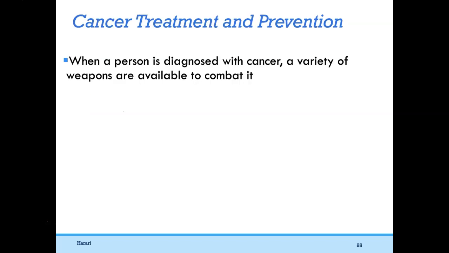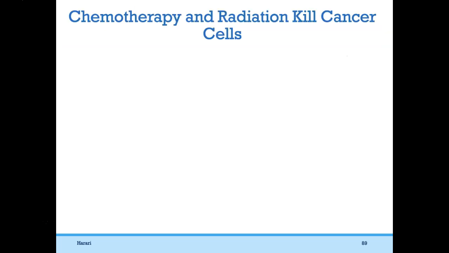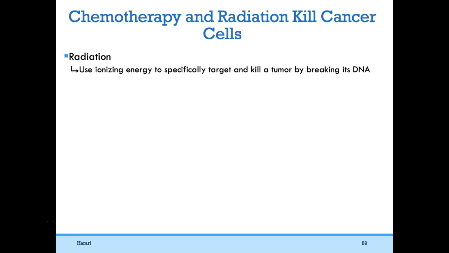So when a person is diagnosed with cancer, a variety of weapons are available to combat it. We're familiar with chemotherapy and radiation. Those both kill cancer cells. Radiation uses ionizing energy to specifically target and kill a tumor by breaking its DNA. So remember that radiation can damage our DNA, but we can use that to our advantage in a way. We can make very high levels of radiation and target them at a tumor cell, so we can selectively kill tumor cells.